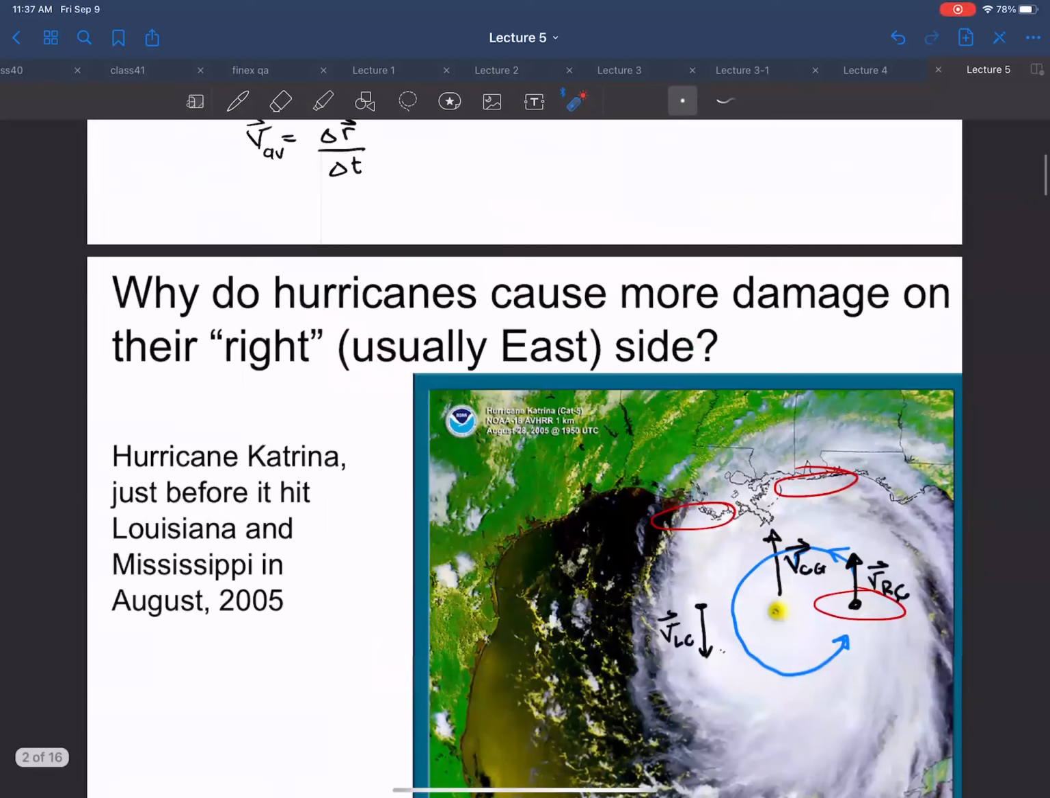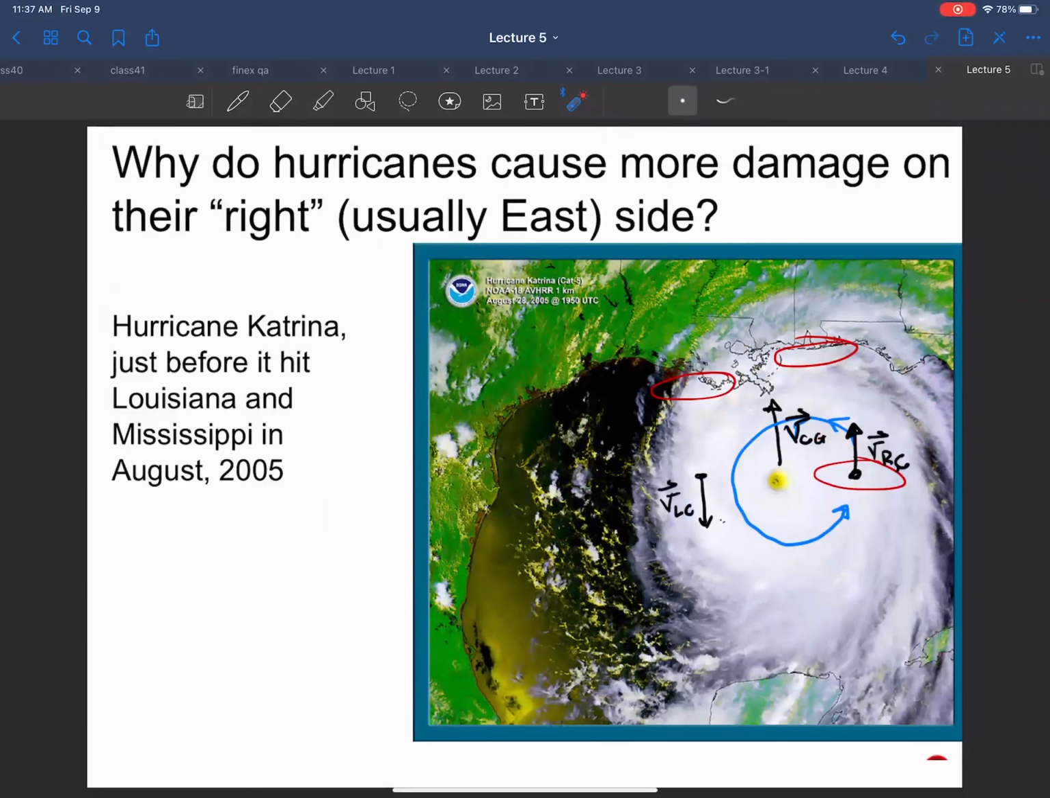Okay, when we left off, we were in the midst of this concept test about hurricanes. So we were thinking about a hurricane that is moving with the velocity of the center relative to the ground, C relative to ground, going northwards. And in the northern hemisphere, the circulation of the hurricane is counterclockwise. So the velocity of the right side relative to the center is like this, velocity of the left side relative to the center is like this. And the question is, why is there more damage due to wind on the right side, so along this area of the coast, than there is on the left side?